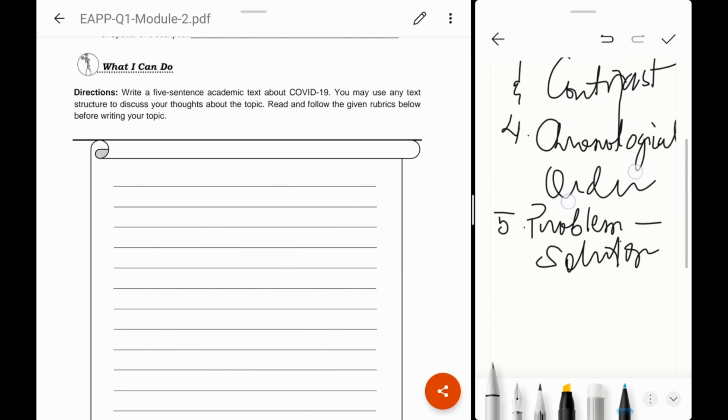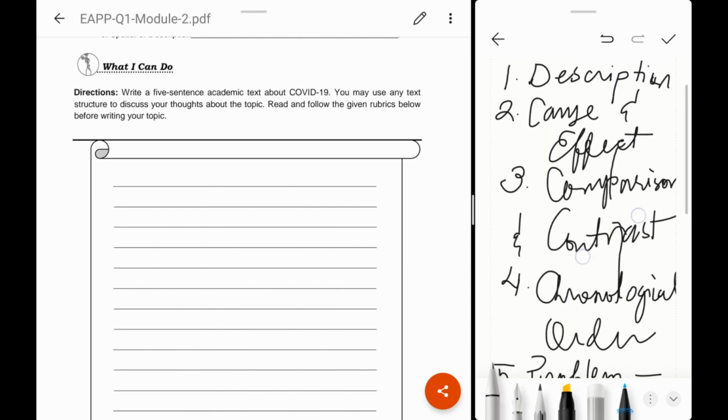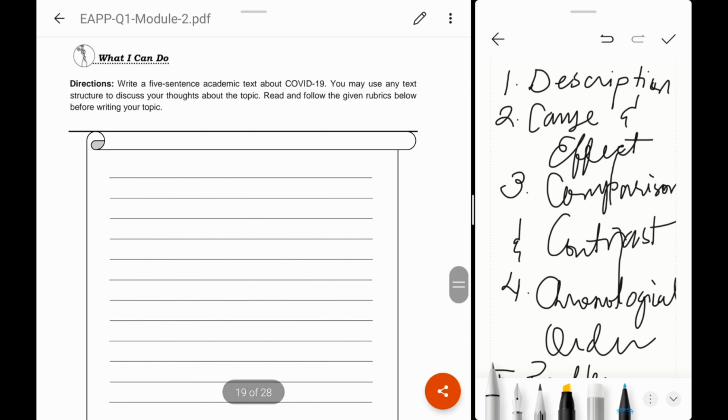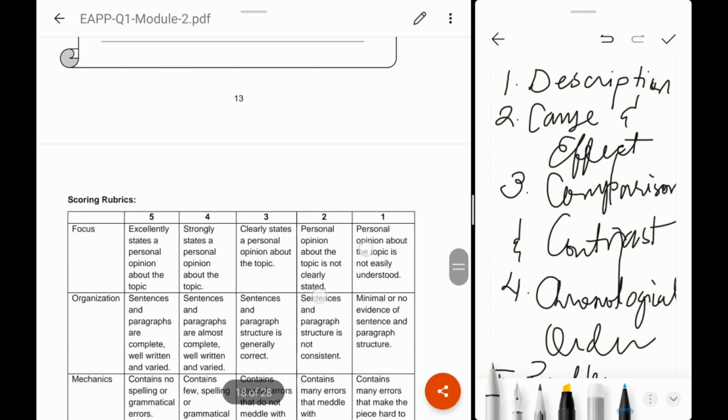Description, cause and effect, comparison and contrast, chronological order, or problem solution. Pili ka lang ng isa sa mga yan. Tapos, you write a 5-sentence paragraph, ulit, about COVID-19. Okay? Parang kagaya lang kanina.